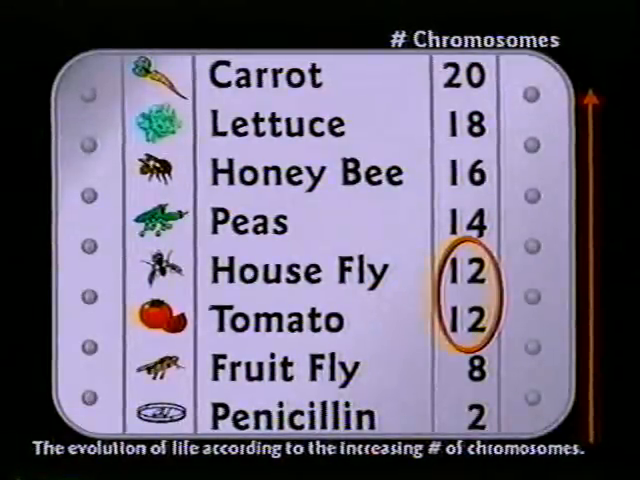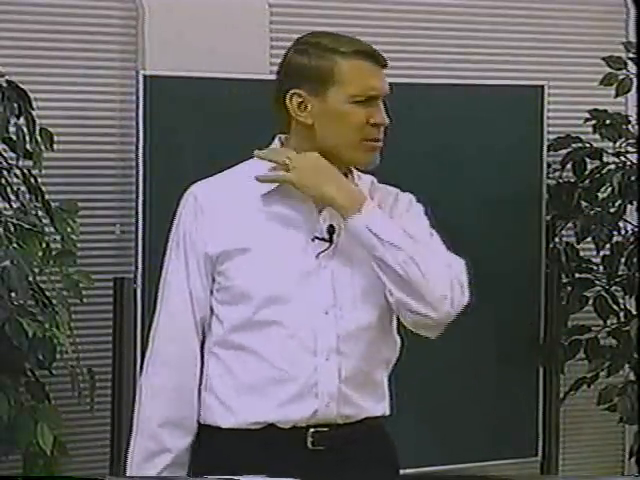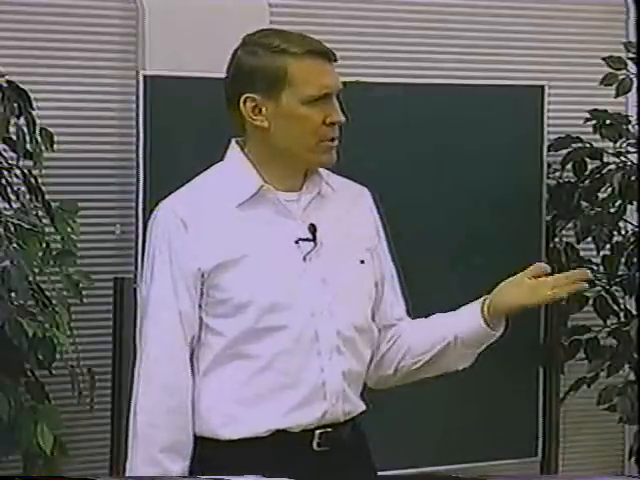This would be like the number of instruction manuals to build that organism. A tomato and a housefly, same number of chromosomes. Does that prove anything?